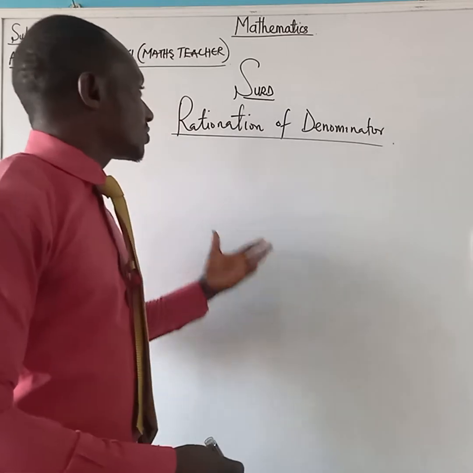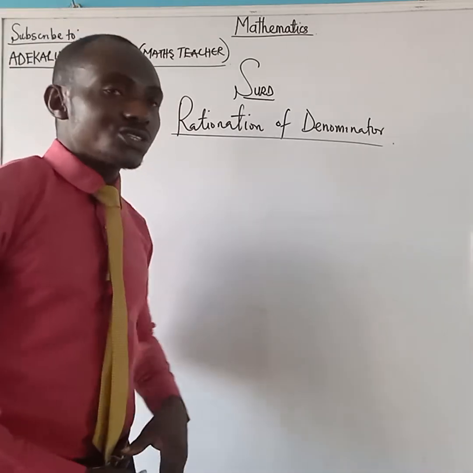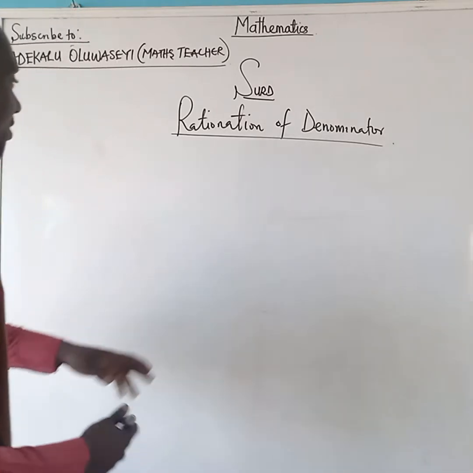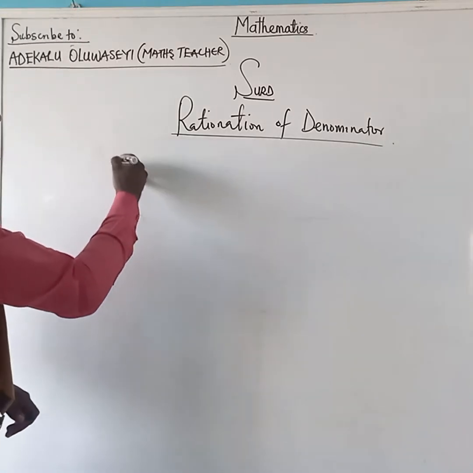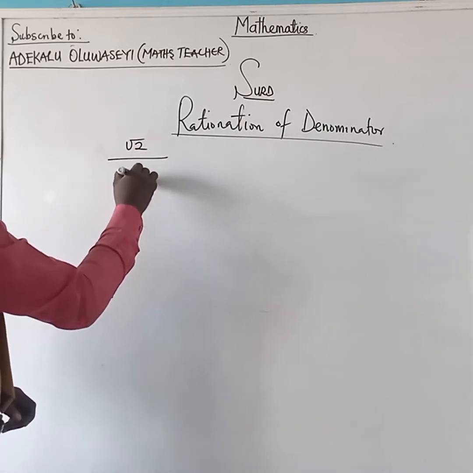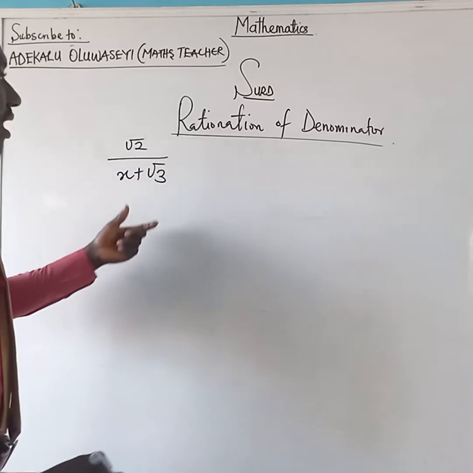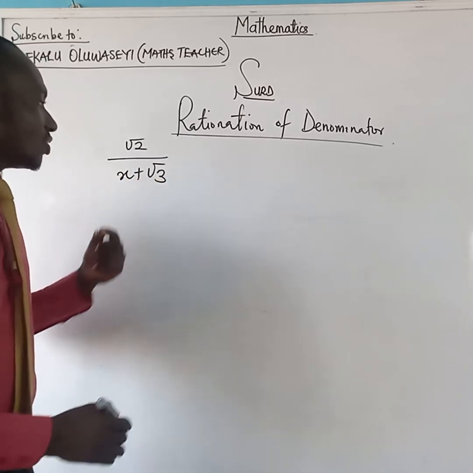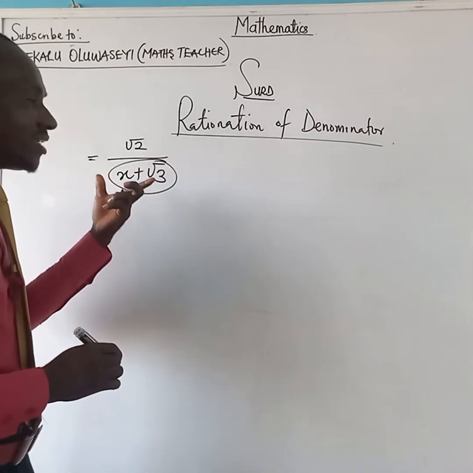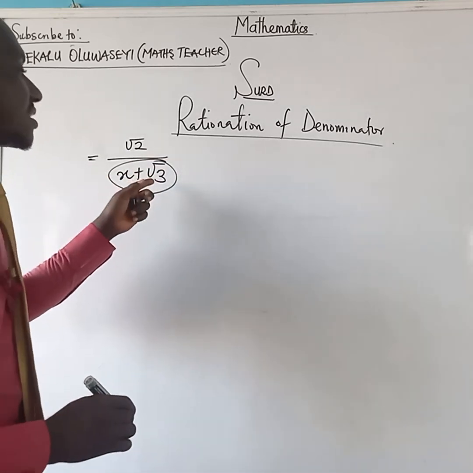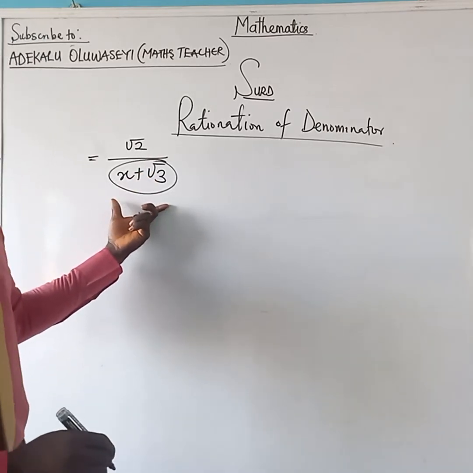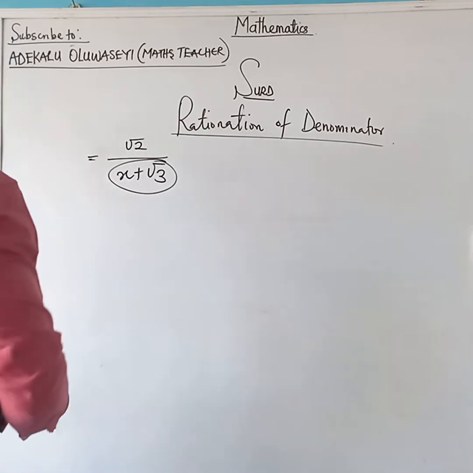From where we stopped, we looked at the simplification of surds, but today we are going to look at rationalization of denominator. How do I mean? When you are given a fraction, like we have root 2 over x plus root 3, and the denominator contains the surd, you are to simplify this denominator in such a way that the denominator will not have surd as part of the elements or numbers. What did I mean? Let's solve this.